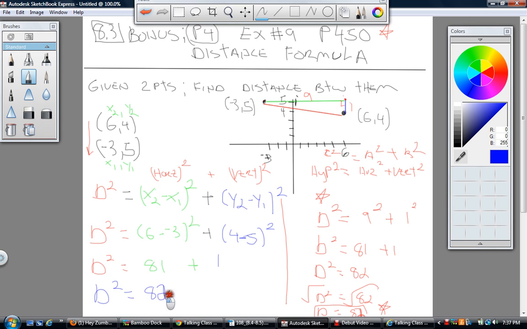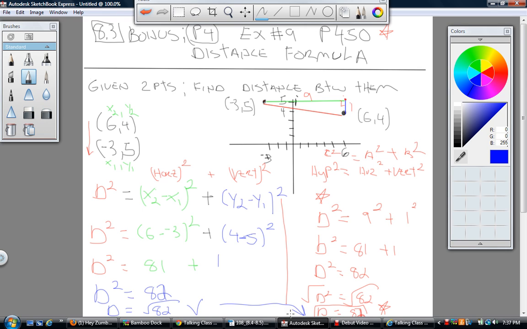So d squared equals 82. Take the square root on both sides, and the square root of 82 is your answer. And voila, we've done it. Proven it both ways. Exact same answer in the book, by the way. Now your calculator, if you punch in the square root of 82, will give you the decimal equivalent, but the book wants you to put these in with radicals.